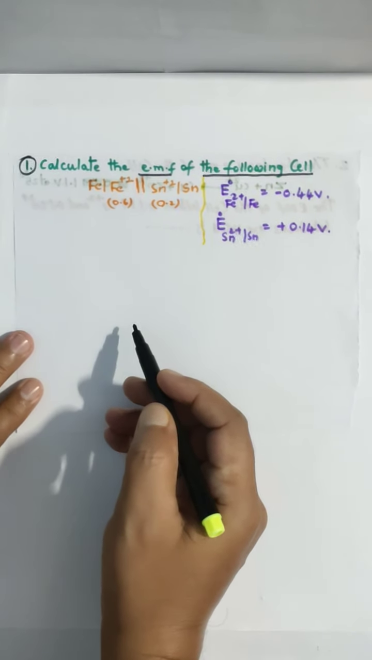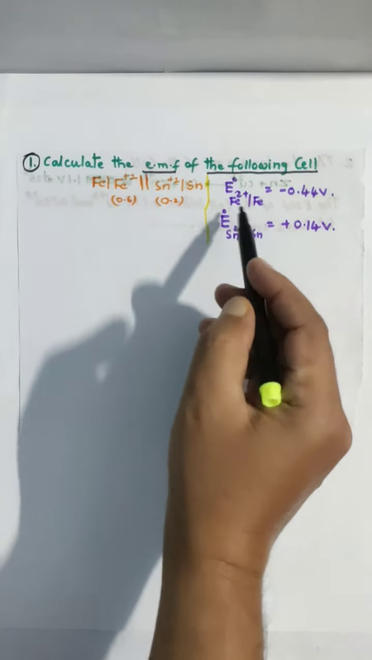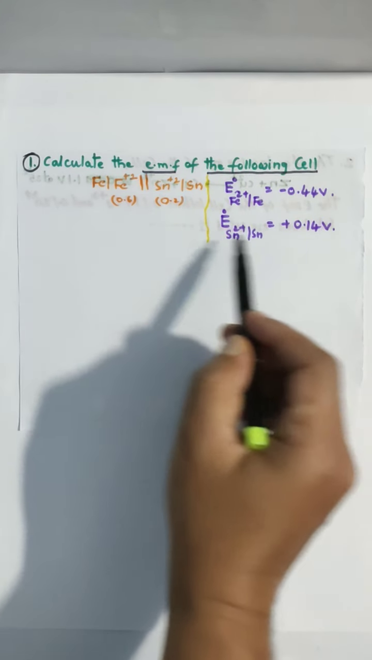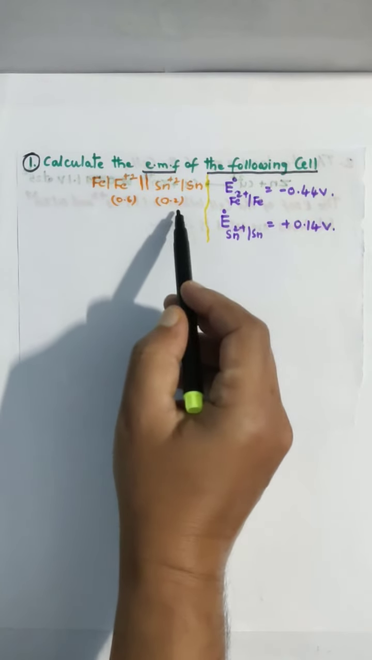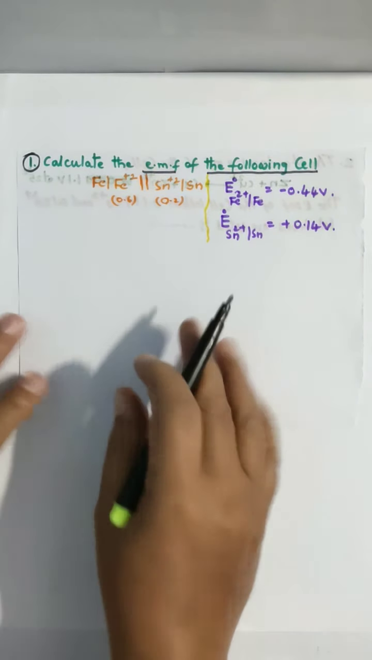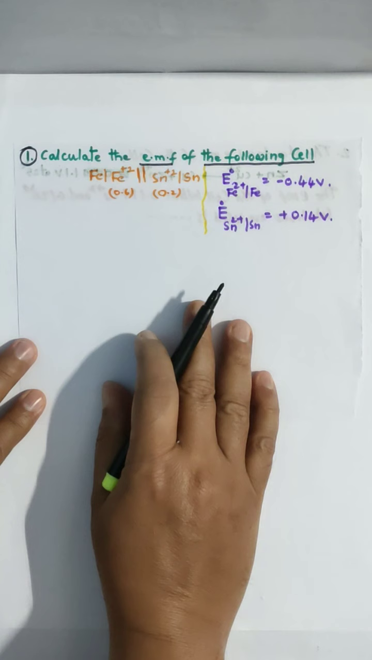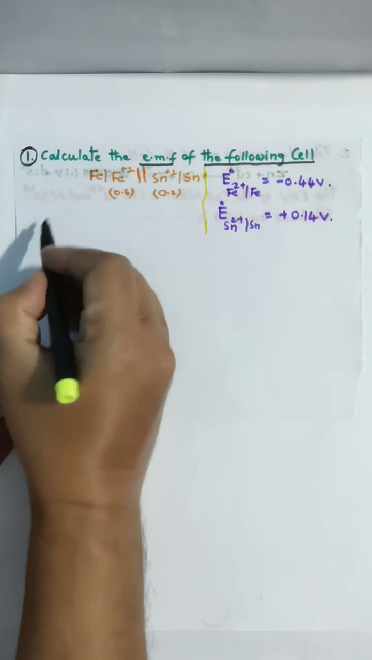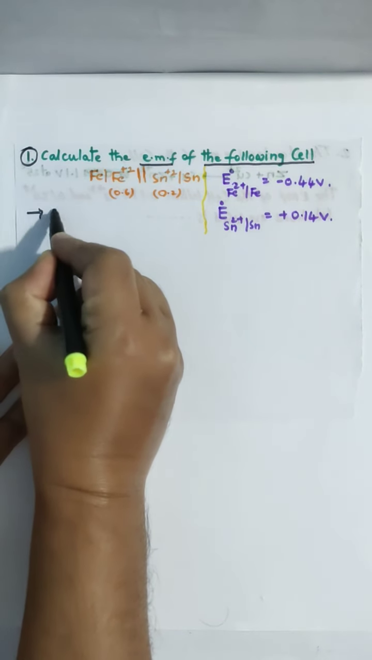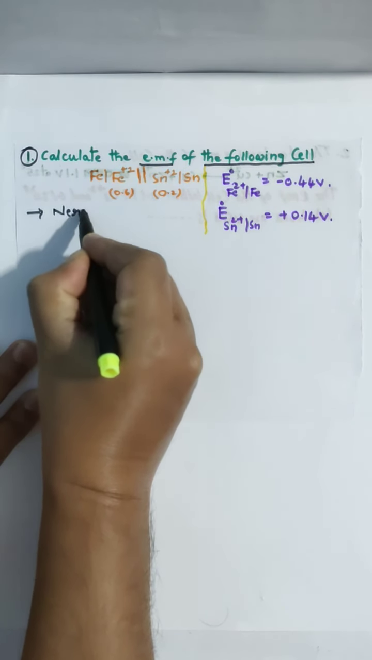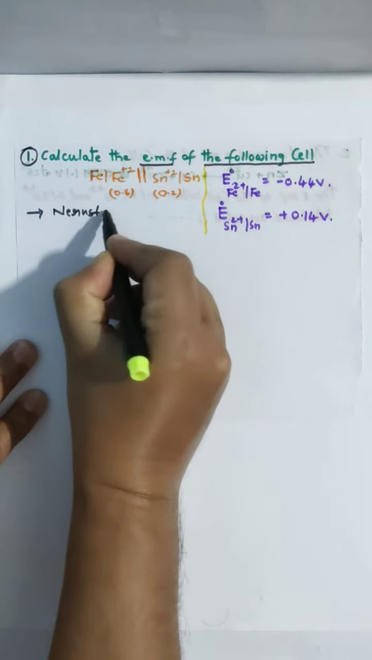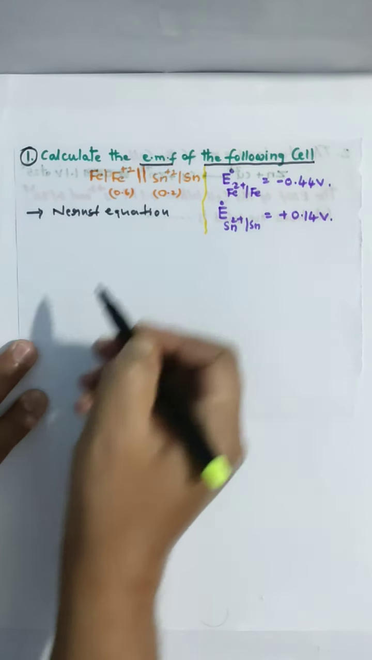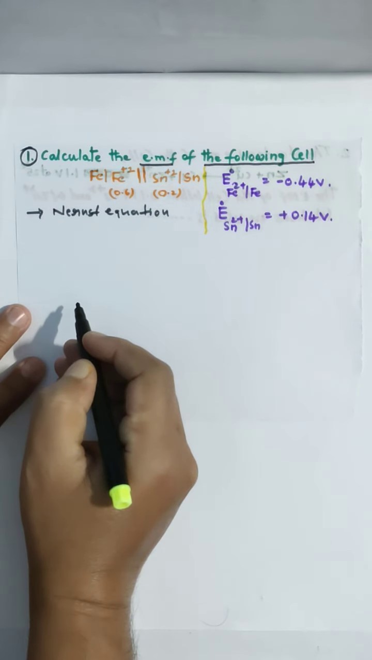So, standard electrode potentials of iron and tin are given, concentrations of the two solutions are given, and we have to calculate the EMF. Very easy. You know the formula according to the Nernst equation. According to the Nernst equation, how to calculate EMF?